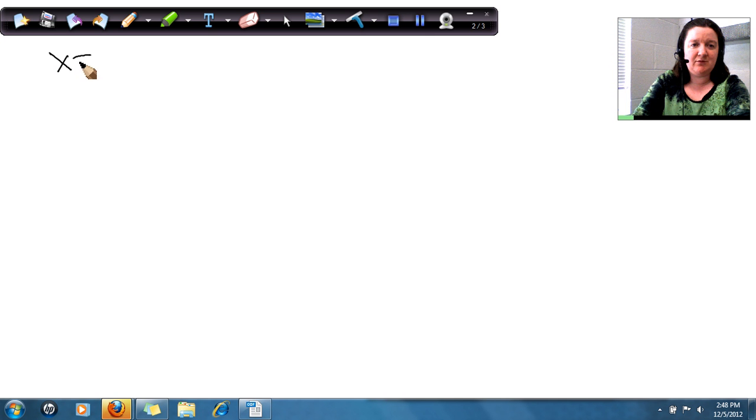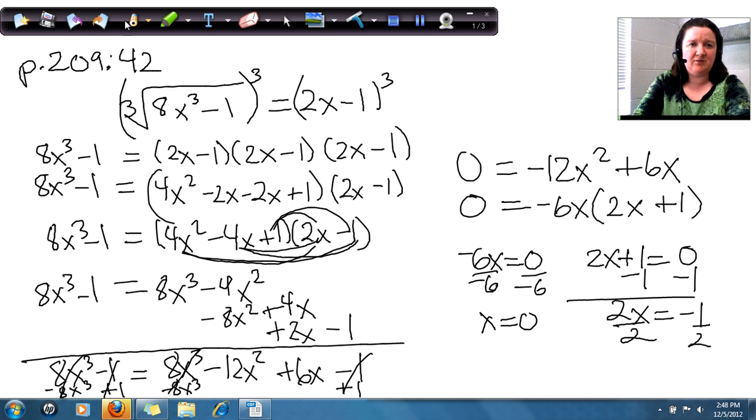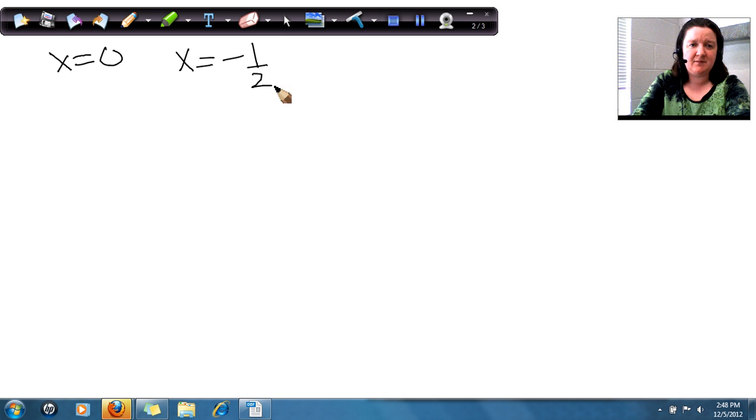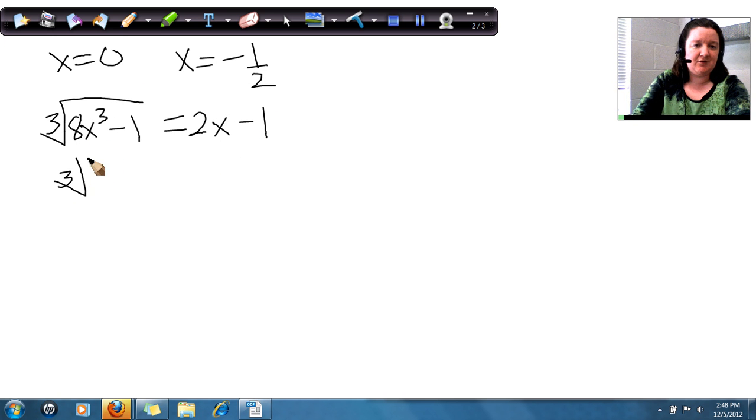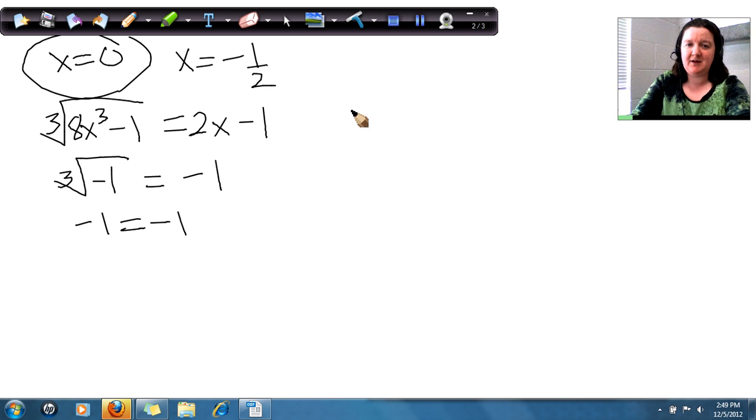We had x equal to 0 and x equal to negative 1/2. So we're plugging it into the function, the third root of 8x to the third minus 1 equals 2x minus 1. If I plug the 0 in, I'm going to get the third root of negative 1 equals negative 1, and that gives us negative 1 equals negative 1. So the 0 works, that's okay. Let's try the negative 1/2.